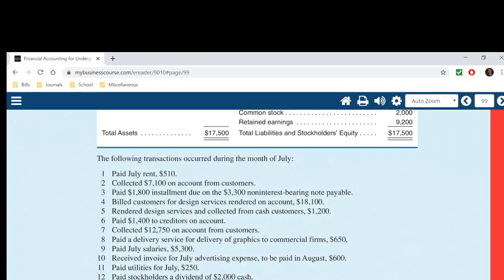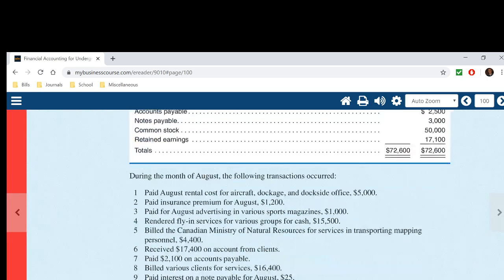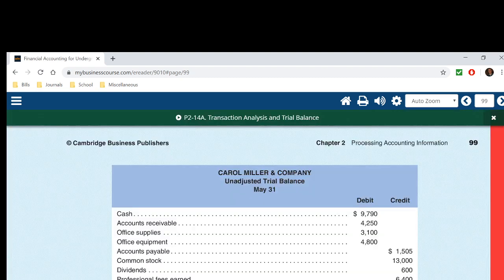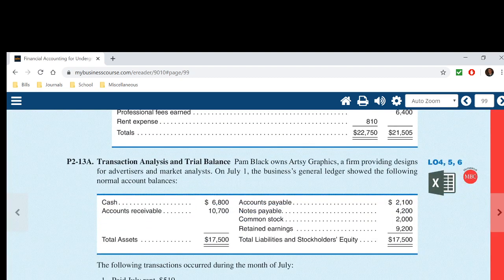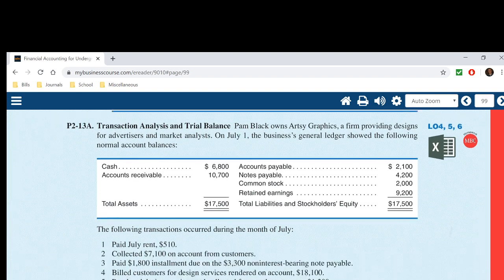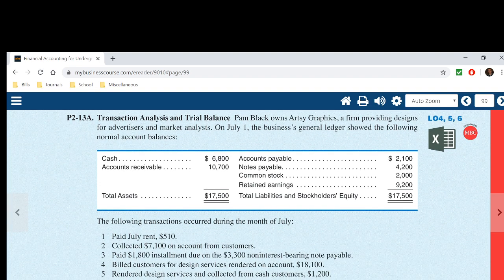Number 2, collected $7,100 on account from customers. This means that customers who we had an account receivable with, they're paying off their account. So they owe us money and they're paying it off. They're paying off their account receivable we have. If you look, beginning of the month, our accounts receivable, $10,700. $7,100 of that is being paid off now. So we want to reduce accounts receivable. We want to increase cash.